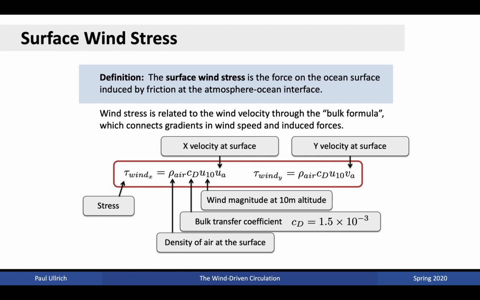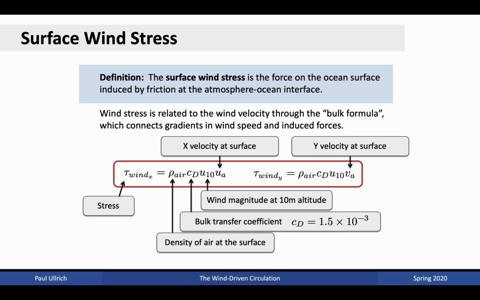By definition, the surface wind stress is the force on the ocean surface induced by friction at the atmosphere-ocean interface. Wind stress is closely connected to near-surface turbulence, as well as oceanic turbulence, including wave heights. Consequently, it's typical to use empirical relationships in order to assess how much force is actually induced on the ocean surface because of a wind stress. A common method is via the bulk formula, which connects these gradients in wind speed to induced forces.